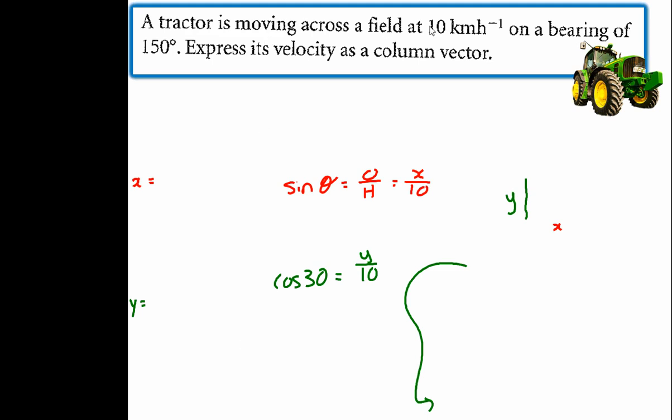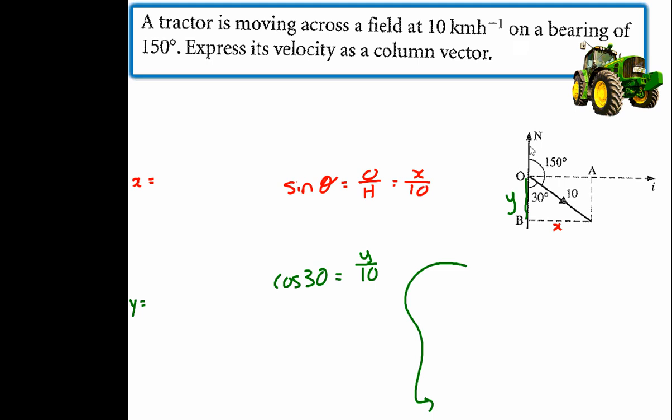A tractor is moving across a field at 10 kilometers per hour on a bearing of 150 degrees. By that bearing of 150 degrees, assuming from north, you rotate 150 degrees clockwise. Express its velocity as a column vector. Holy moly, what on earth do we do here?